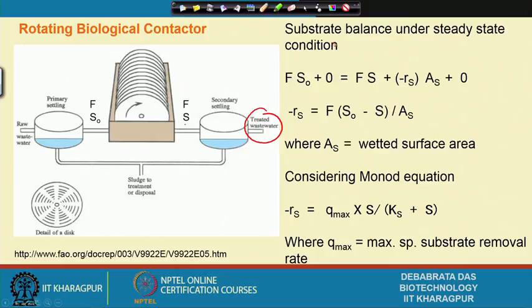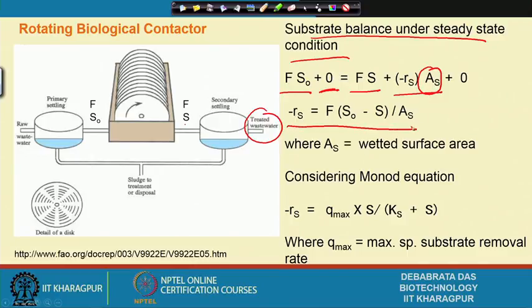Now, here we can do the substrate balance under steady state condition. What is the rate of input? That is F into S0. Am I right? And what is generation? Generation will be 0. And what is the output? F into S. And what is the reaction that we have? Minus RS, that is the rate of substrate utilization per unit surface area. It depends on the area, because we assume the cells are present on the disc, not in the suspension. So, AS is the area of the wetted surface. So, your RS can be represented like this, where AS is considered as the wetted surface area.